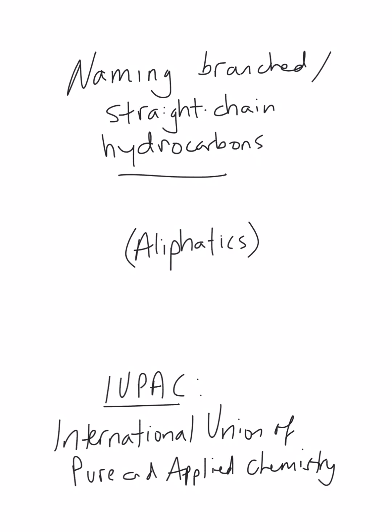All right, I'd like to go through with you how to name branched or straight chain hydrocarbons. Just a reminder, when we're talking about hydrocarbons, we're talking about organic compounds made only of hydrogen and carbon. That's going to include alkanes, alkenes, and alkynes, according to what we've learned.